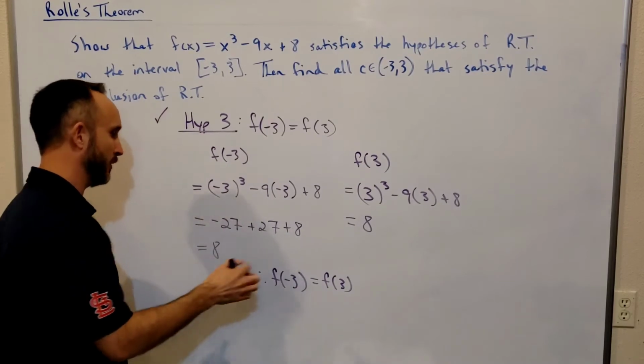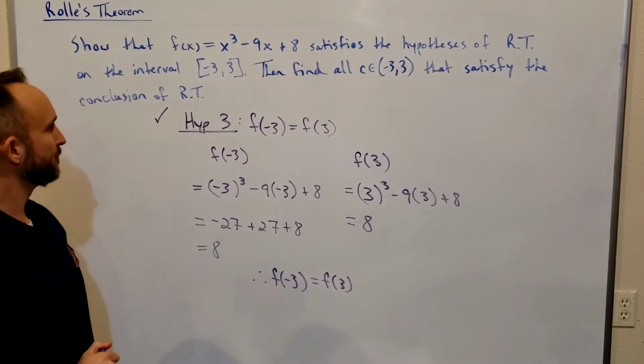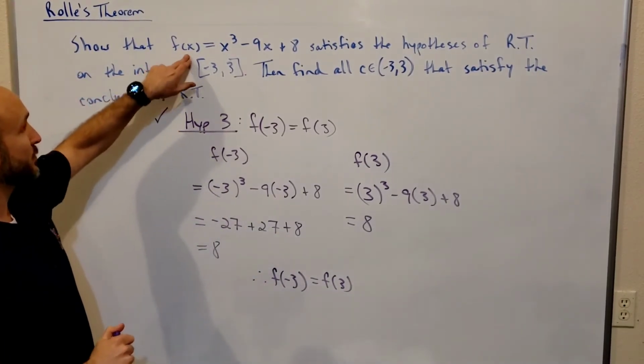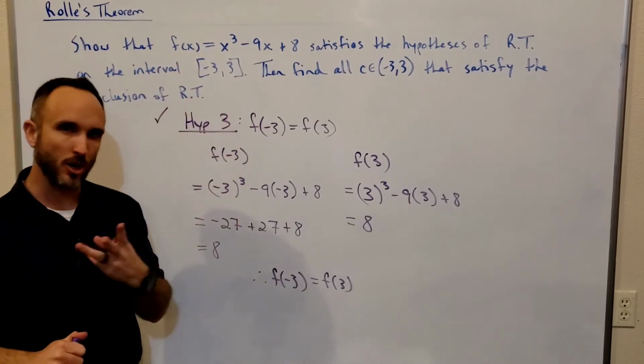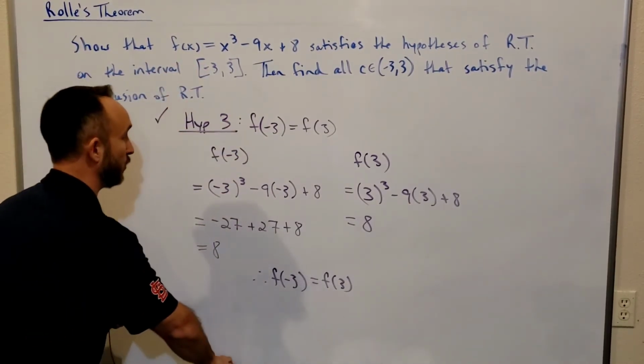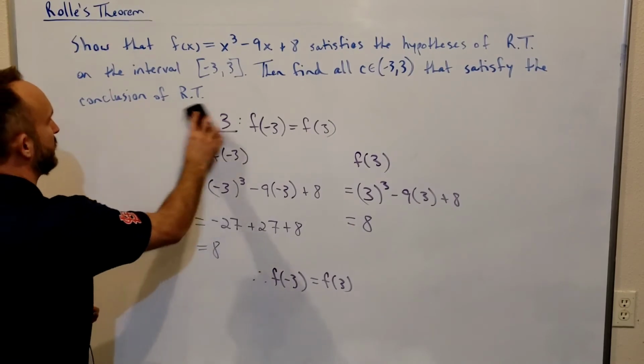Let's make it very clear. Let's make our final statement here. Okay? So cool. This particular polynomial function satisfies all three hypotheses of Rolle's theorem. So we've got the first part of the problem done.